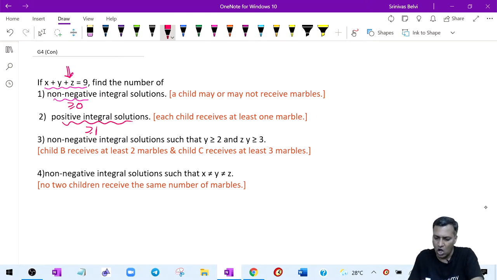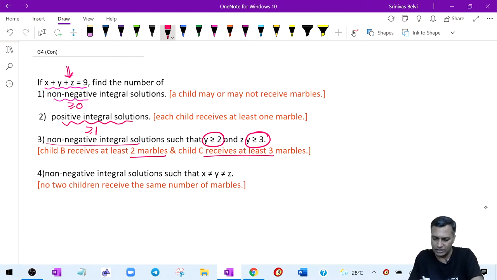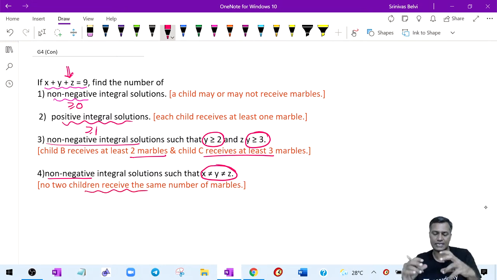Okay, next one, non-negative integral solutions such that Y should be minimum 2, Z should be minimum 3. Same as one fellow gets 2 marbles, the other fellow gets 3 marbles. Very similar to the previous question. Again, number of non-negative integral solutions such that X not equal to Y, Y not equal to Z. Nothing but no two children receive the same number of marbles. In the sense, I can give a different outlook to the same questions that we did altogether.